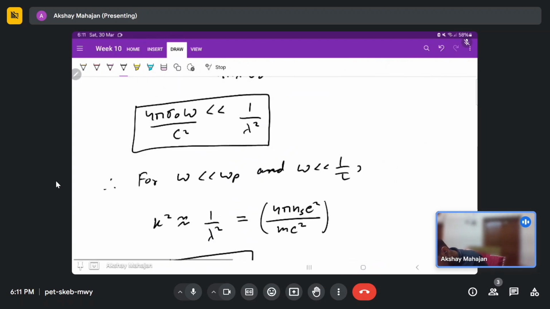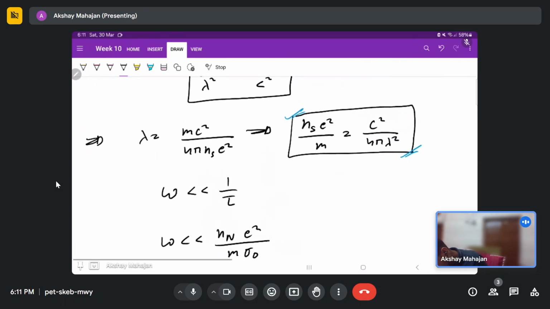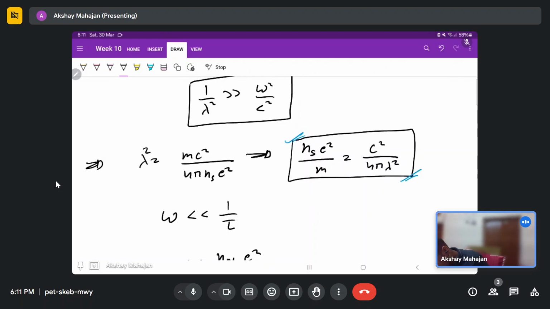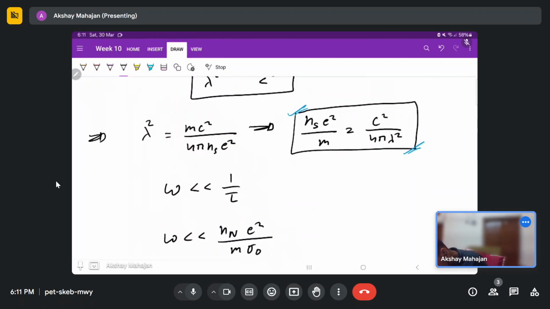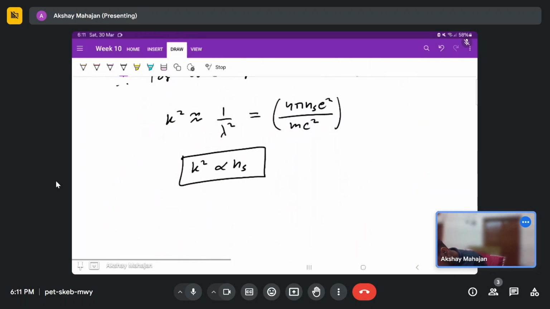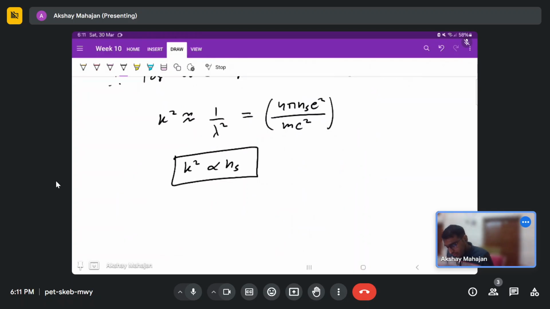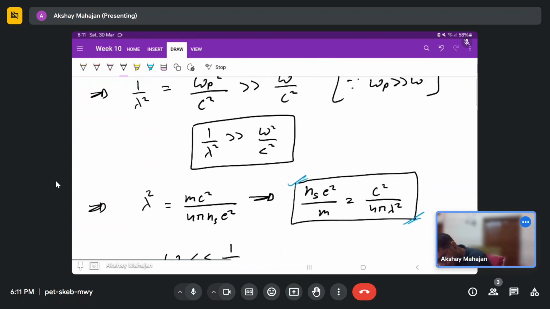Sorry, is it 1 by 2, or was it lambda square that we used? Alright, okay.